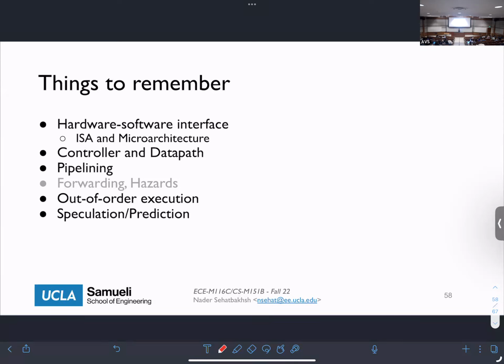Another thing that I want you to remember is the concept of speculation and prediction, okay? In many, many cases, since we didn't want to wait for the system to resolve an issue, we just make some guess, we go forward and we continue our execution, and then we come back and fix it if we needed to, all right?